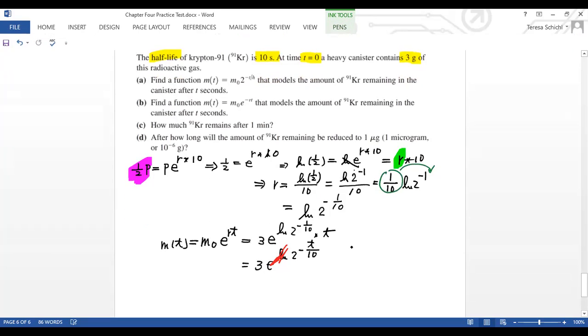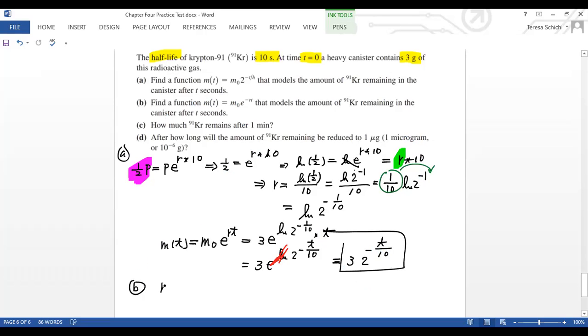When you cancel that out, what do you have? You have 3 times 2 to the negative t over 10. All right, so this is your answer for part A. That's why they say if you want to put the e to the rt, they want to specifically put in the 2. So for part B, they want to just put the Pert form.